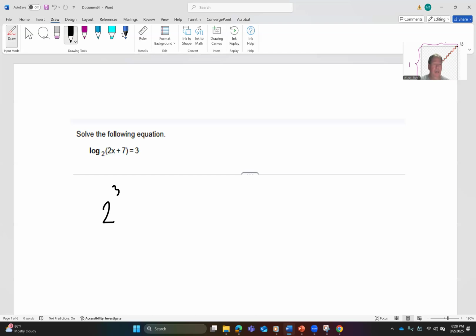That's all it is. And so we have base 2, and then this number 3, or whatever the number is, in this case, the 3, equals whatever we're trying to find the log of in parentheses. So in this case, 2x + 7. All right, so we have 2^3 = 2x + 7. Now let's try to get the x by itself. 2^3 is 8, equals 2x + 7.